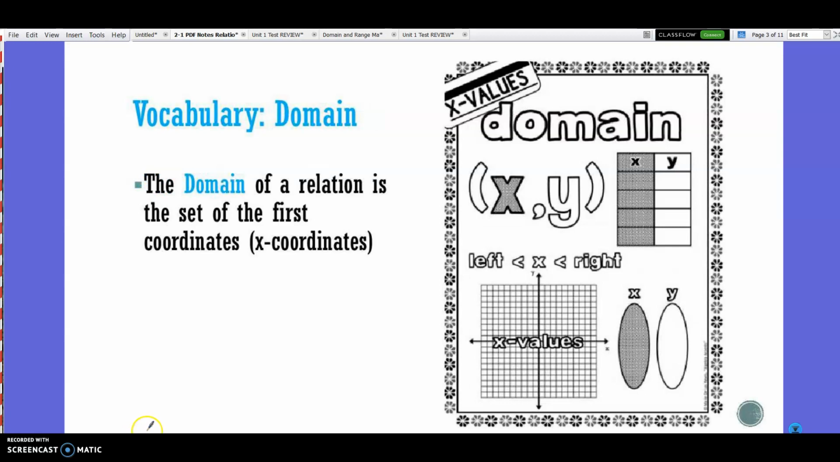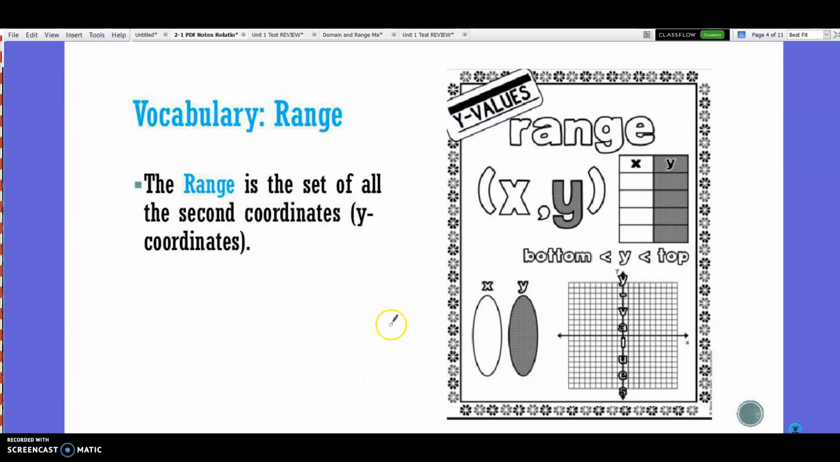Your domain of your function is the set of the first coordinates, which are your X values. So domain is all of your X values. When you write your domain, it is from left to right always: the smallest X value, and then on the right you have the largest X value. On the mapping, it would be the left side, and on the graph, it would be all of your X values here. Your range is the set of the second coordinates, which is the Y, so the second number in your ordered pair, the right column in your table, the right side of the mapping, or the Y values on your graph.